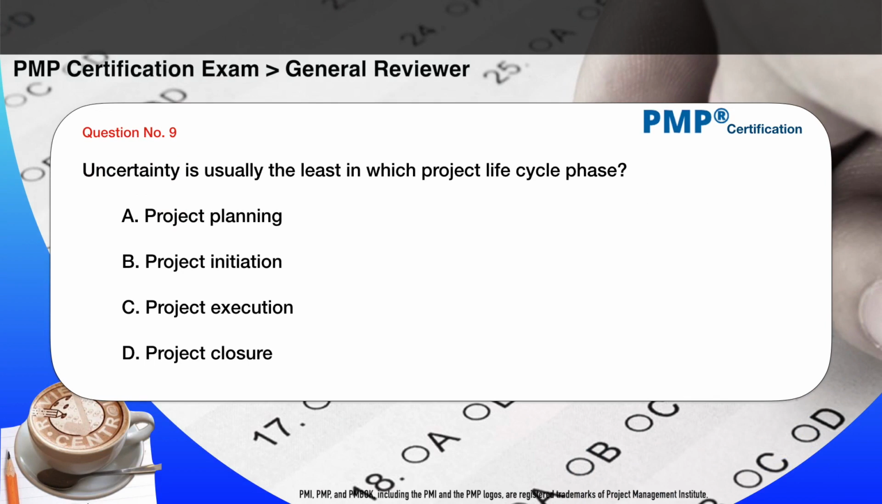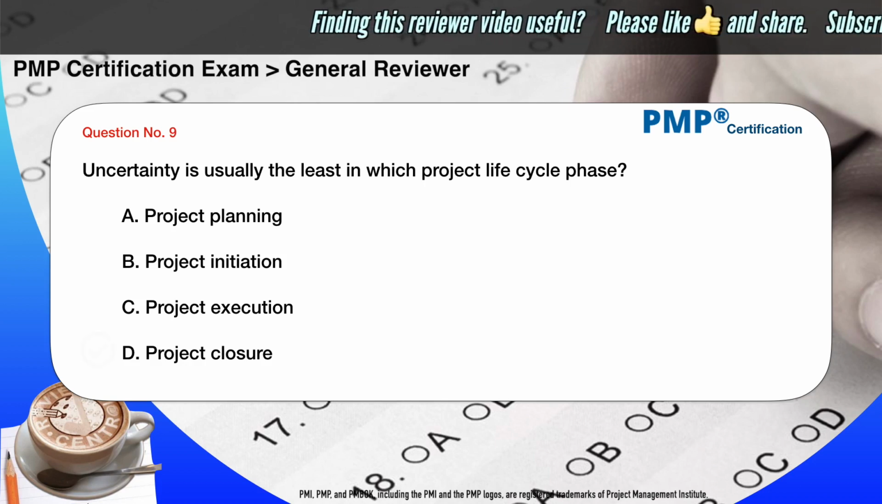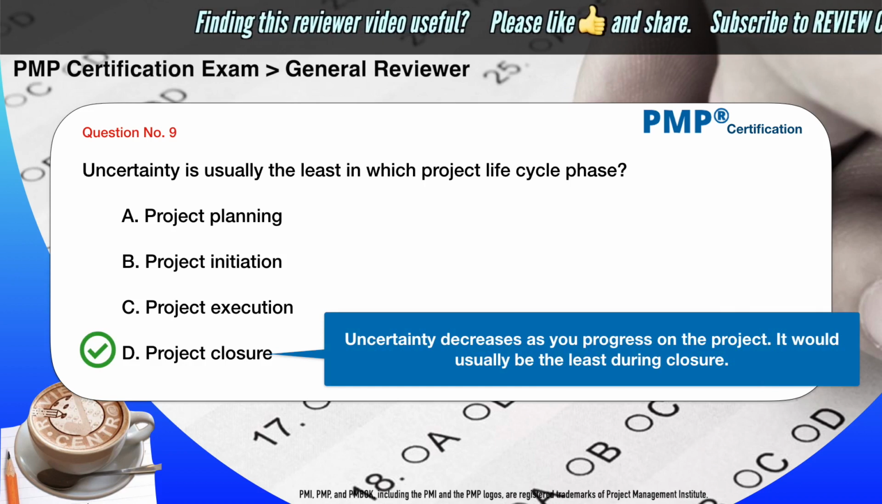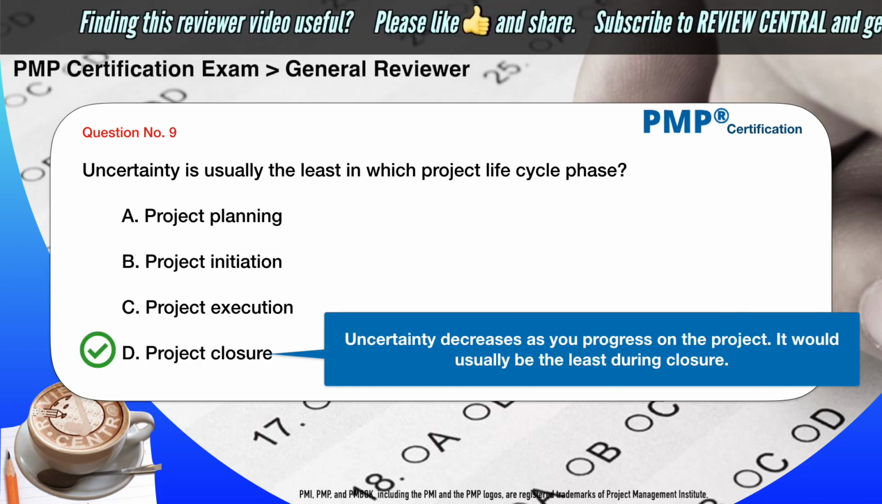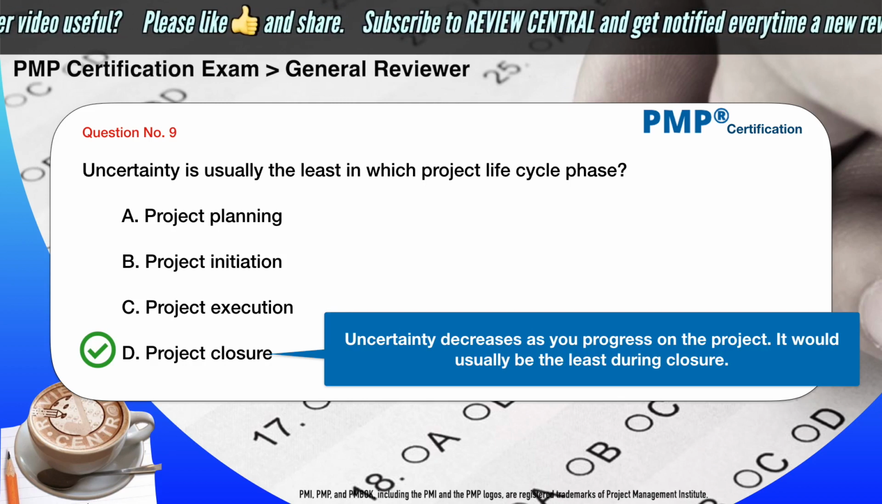Uncertainty is usually the least in which project life cycle phase? A. Project planning. B. Project initiation. C. Project execution. D. Project closure. The correct answer is D. Project closure. Uncertainty decreases as you progress on the project. It would usually be the least during closure.